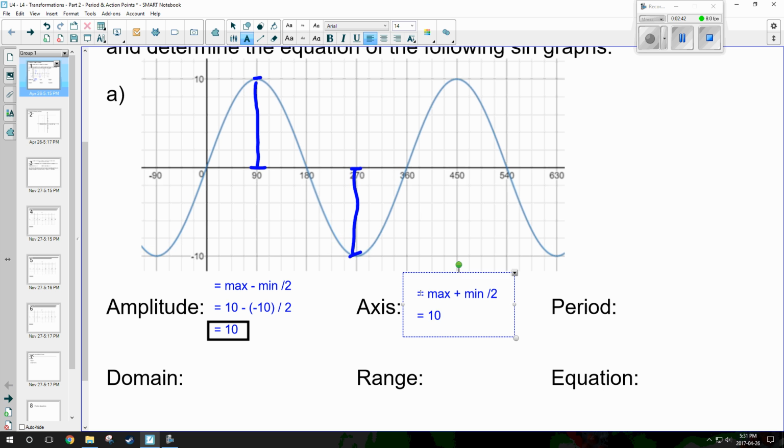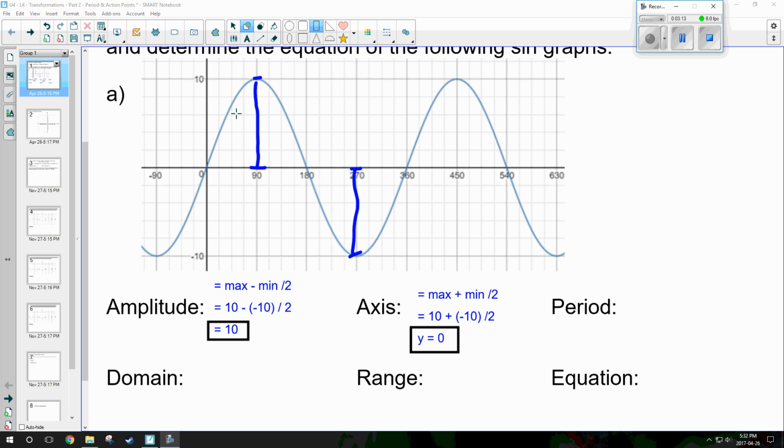So we have 10 plus a negative 10 divided by 2, which 10 plus a negative 10 gives us 0. 0 divided by 2 is 0. So remember, our axis of our curve is 0. And remember, the axis of the curve always has y equal to it because it is an equation. So don't forget to throw that y in front of it. So our axis is y is equal to 0.